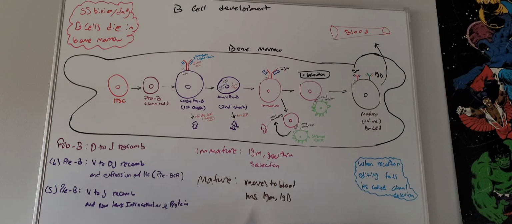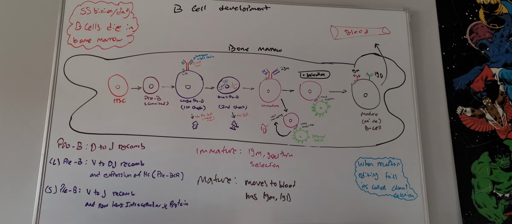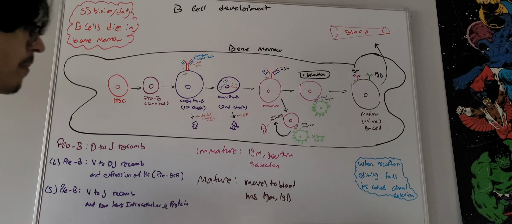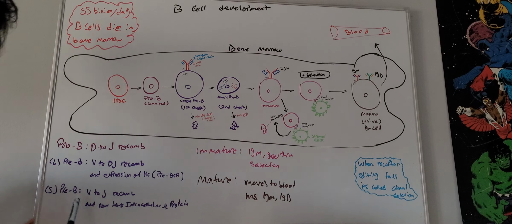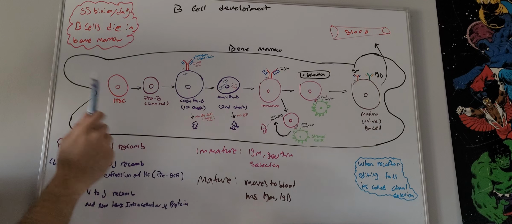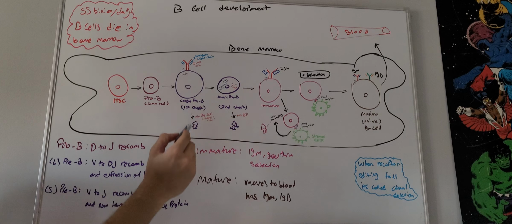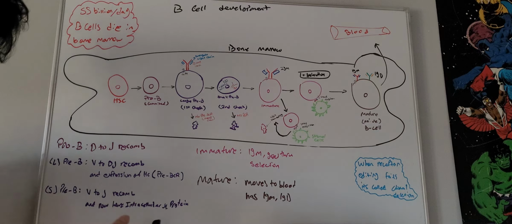Okay, let's move on. So now we're in the small pre-B, okay, you can clearly see this, the cells become smaller. So in the small pre-B, what do we have here? In the small pre-B, we can have V to J recombination. Why V to J? Because it's a light chain now, okay? We tested our heavy chain works. Now we need to finish making our light chain. And you can see here, this is our light chain recombination occurring here. Okay, so V to J recombination.